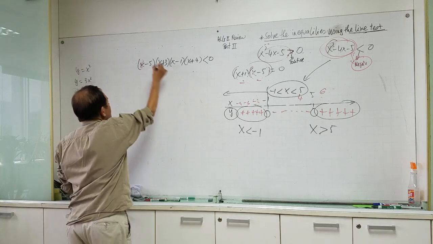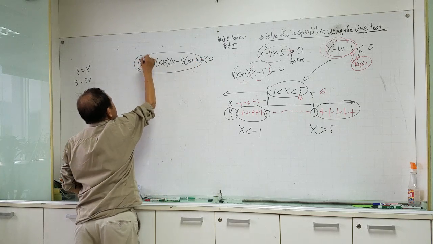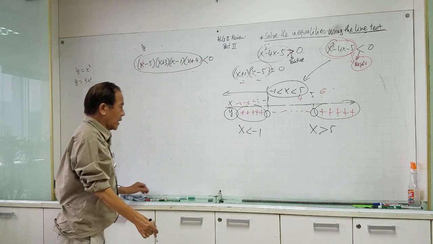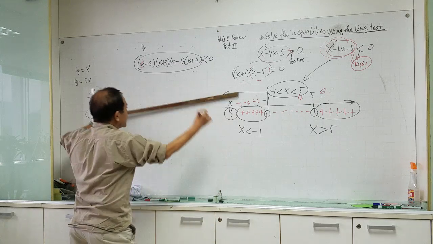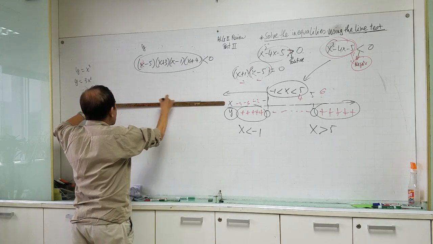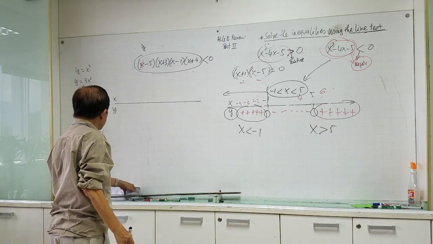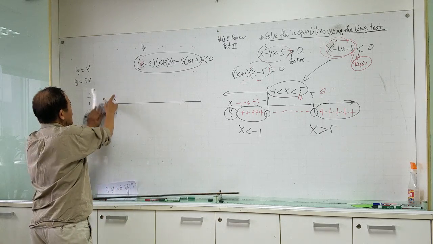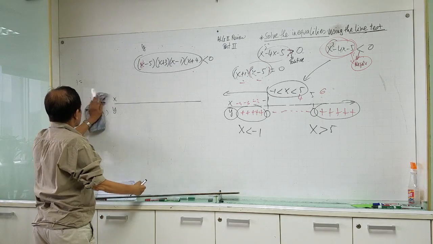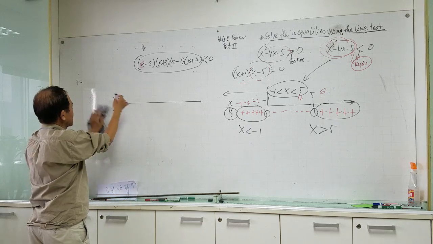Just call the whole thing here y. The whole equation is y. Then you draw the line. You put x here, you put y here. Or x bottom, y top, that doesn't matter, but I just always do it this way.